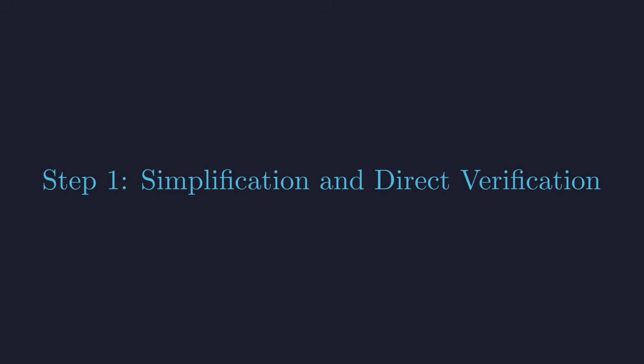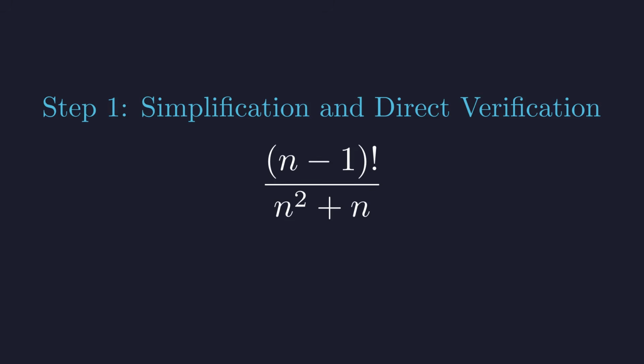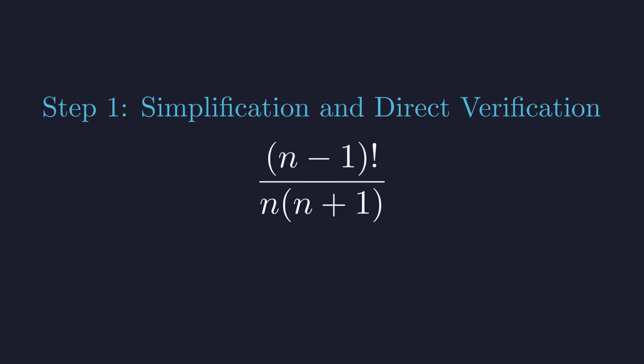Let's start by getting a feel for this expression. The best way to build intuition is often to simplify what we're looking at and try some concrete examples. So here's our expression. We've got (n minus 1)! in the numerator and n squared plus n in the denominator. Now, whenever I see something like n squared plus n, my first instinct is to factor it. There's clearly an n we can pull out. And there we have it, n times (n plus 1). This already looks much cleaner.